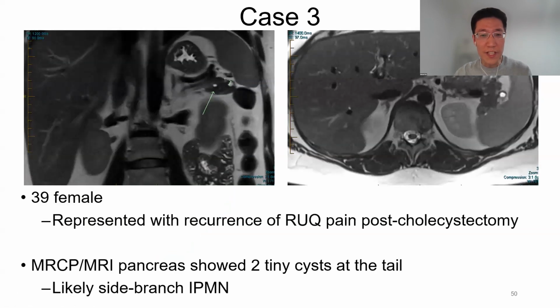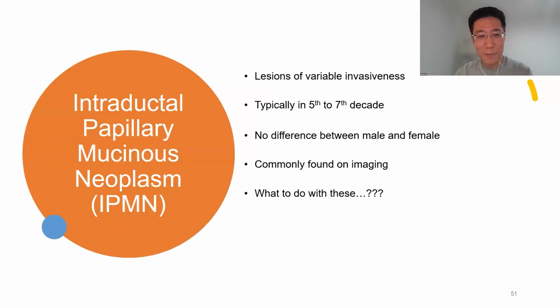And going to another case, a case of mine, a 39-year-old female represented with pain after cholecystectomy. An MRI scan showed 2 tiny cysts at the tail of the pancreas, and they called it likely side branch IPMN. They are about 3 to 5 millimeters in size. Now, I did have a question about IPMN, and here you go.